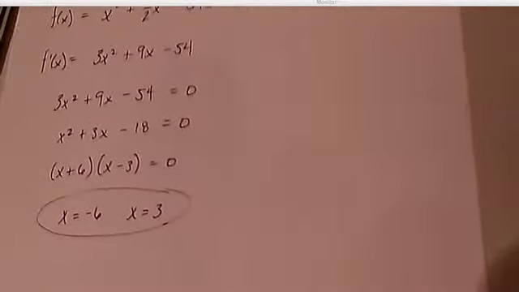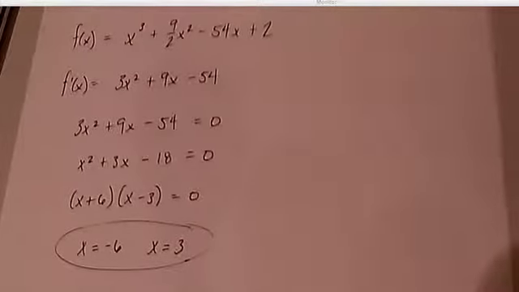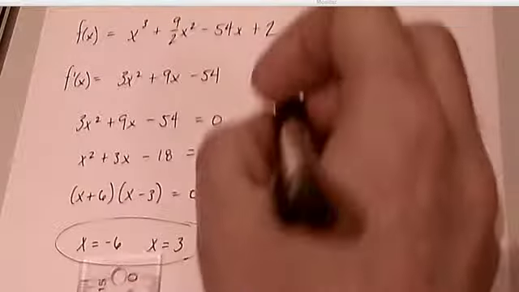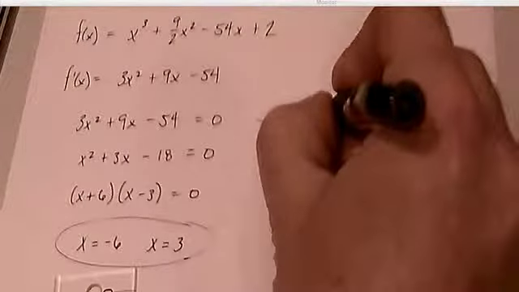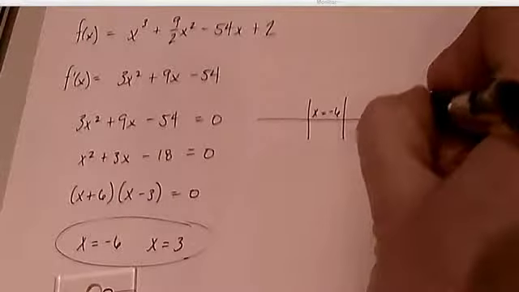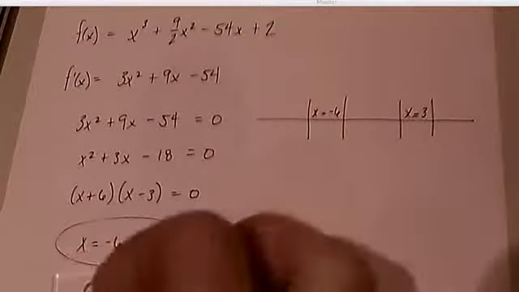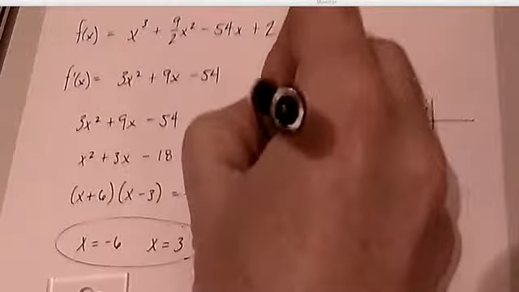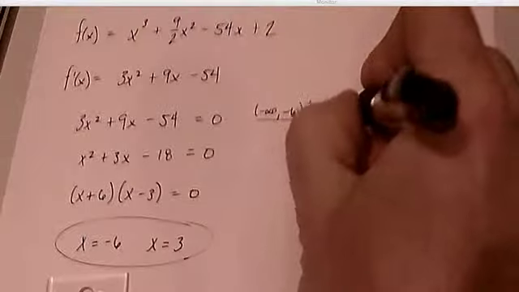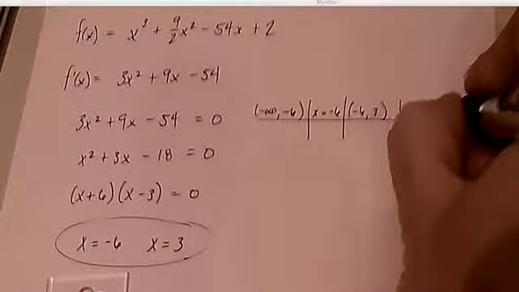Now remember that in order for a critical value to be an extrema, 2 things have to be the case. The derivative has to be 0 or undefined, okay? That's good. We've got them equal to 0 at these 2 points. And it has to change sign, okay? Well, those are 2 points, so that carves up the domain into 3 chunks. Chunks, very specific, very technical math term. Negative infinity to -6, -6 to 3, and 3 to infinity.